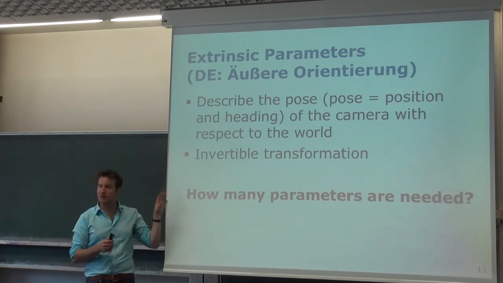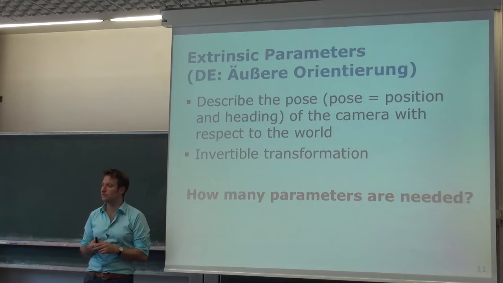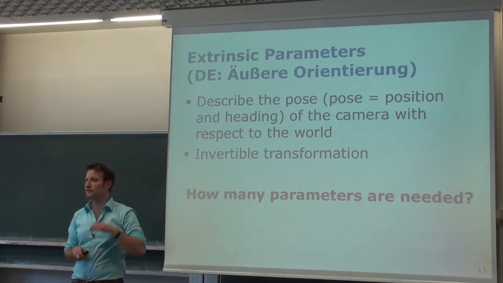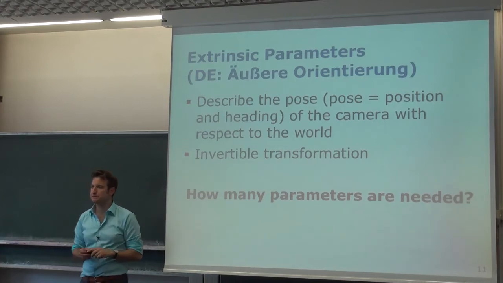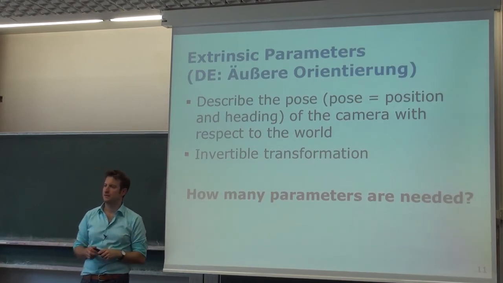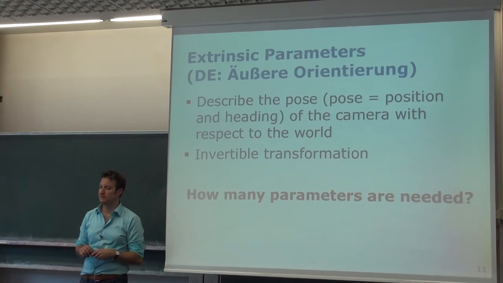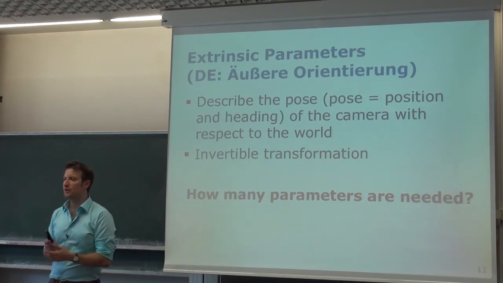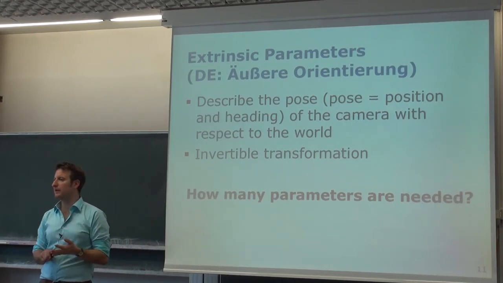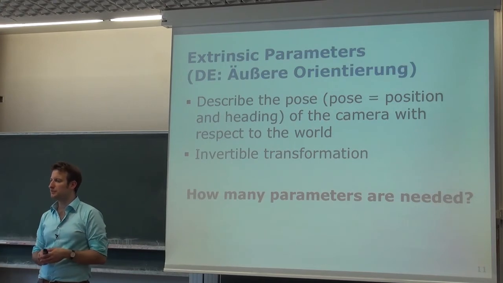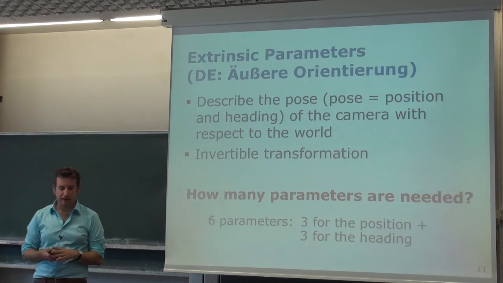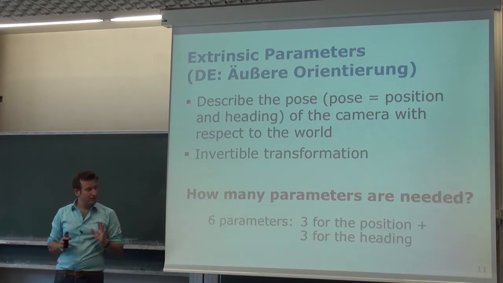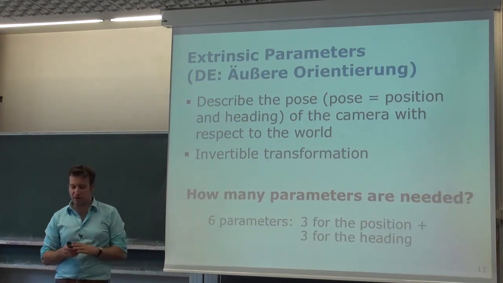So how many parameters are needed to actually describe this transformation for the Extrinsics then? Yes? 6. Exactly. I need 6 parameters. We need 3 for the pose, x, y, z, and 3 for the orientation, for the heading where the camera is actually pointing to. Okay, so that's not very difficult. So it's something which should be a known concept.